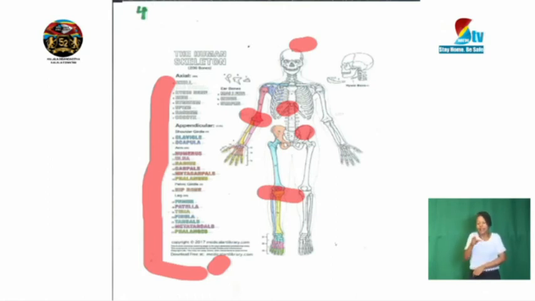I've spoken about movable joints so far, but there are joints that are not movable. We call them fixed joints, and they are found in the skull. One example of a fixed joint is the skull.